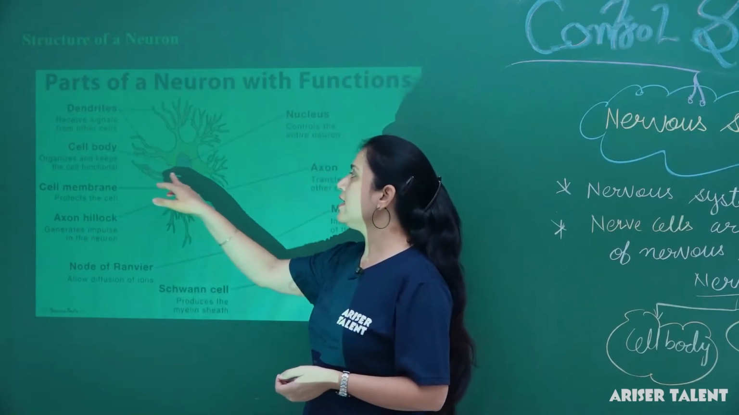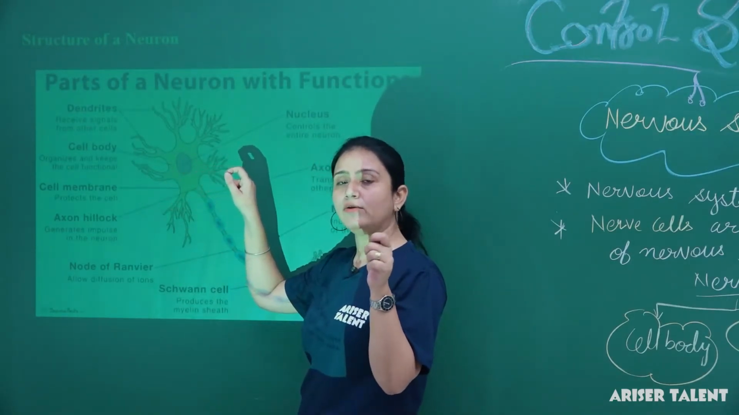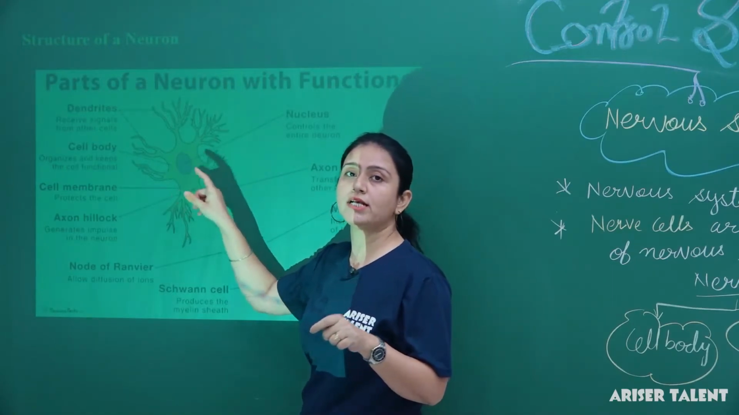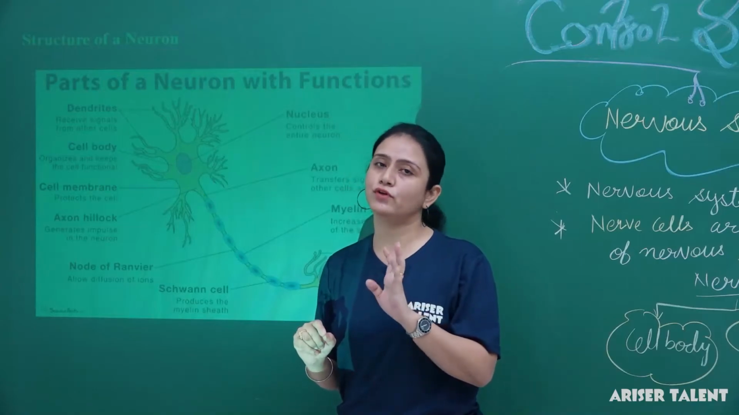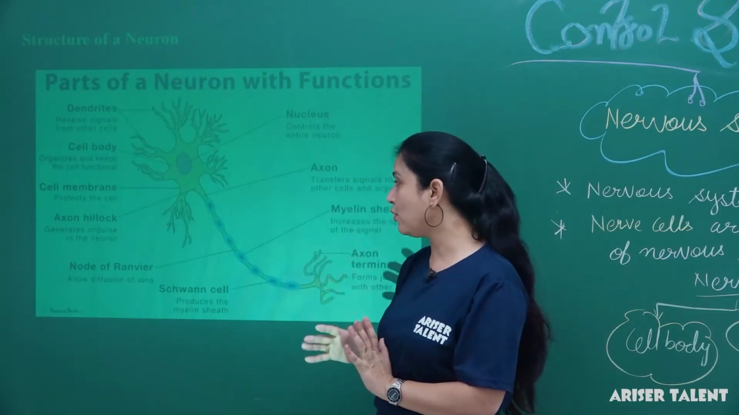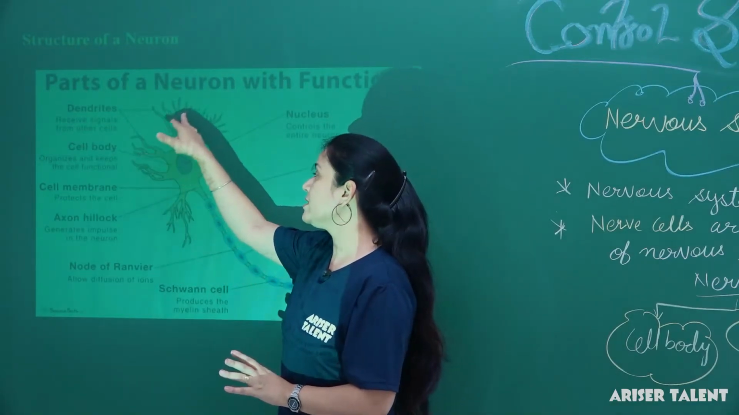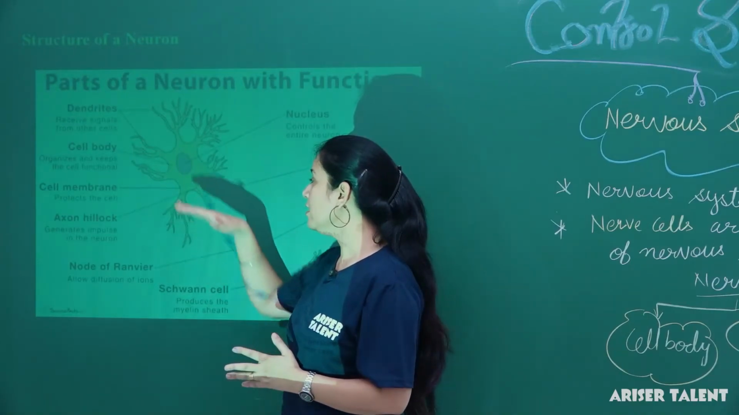One more thing, the cell body also contains some granular structures. They are known as Nissl granules. These Nissl granules are the center for protein synthesis. This is the important thing. But if we talk about these dendrites, they do not have any Nissl granules.